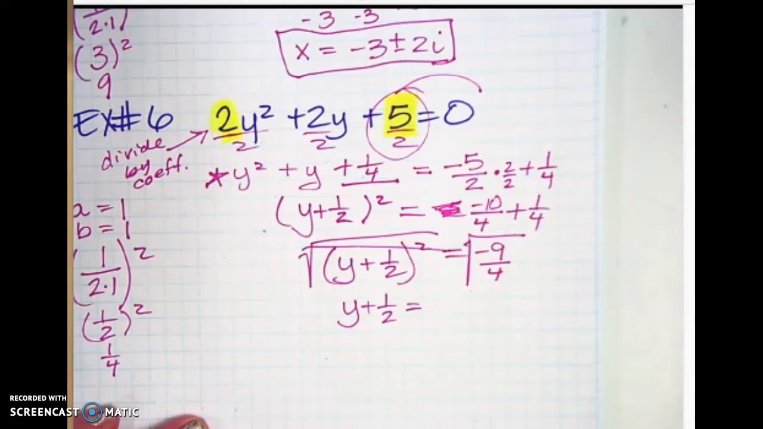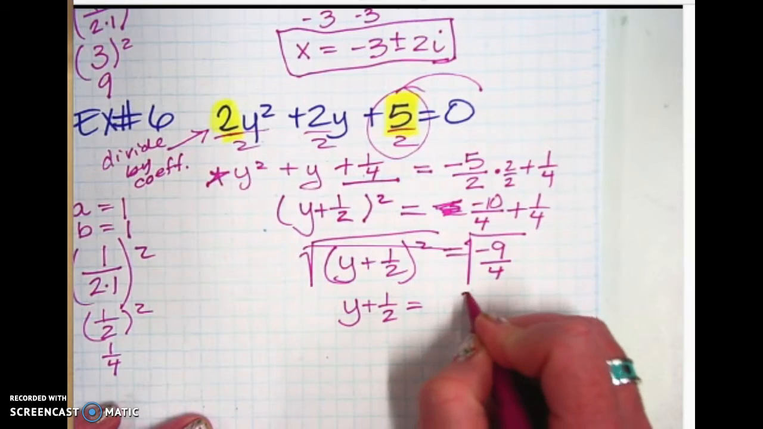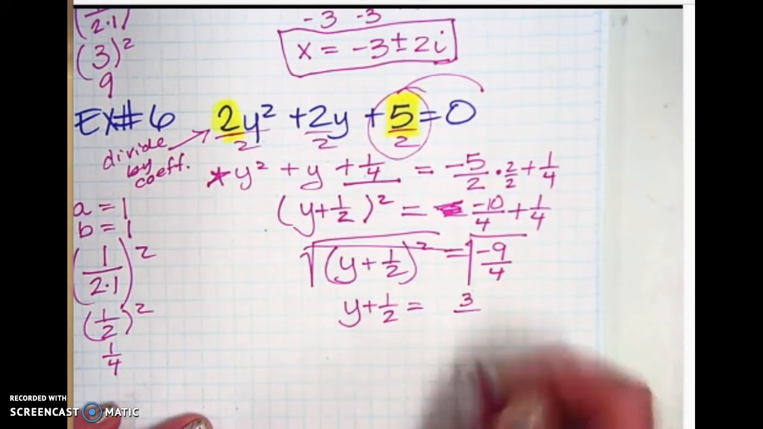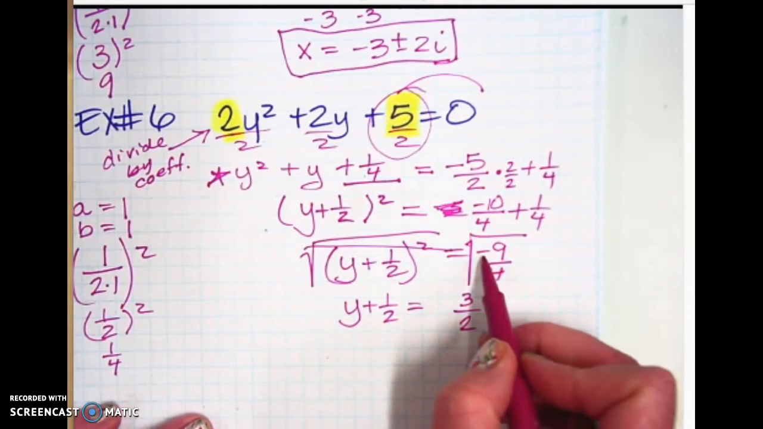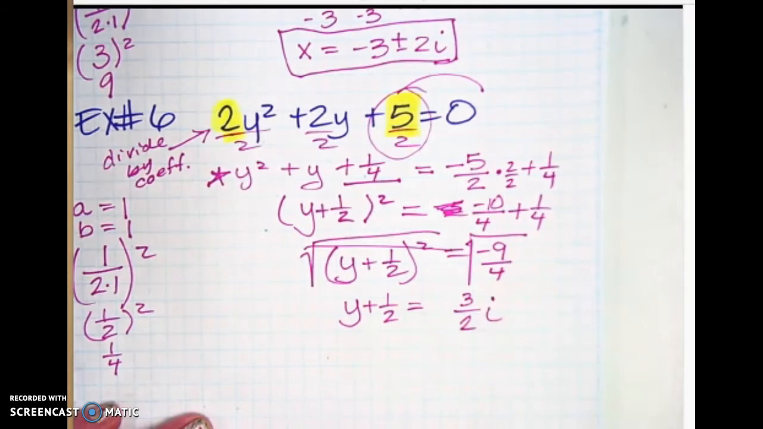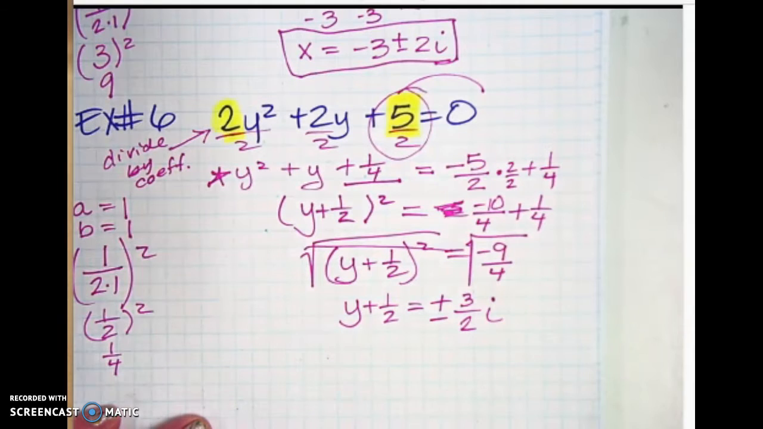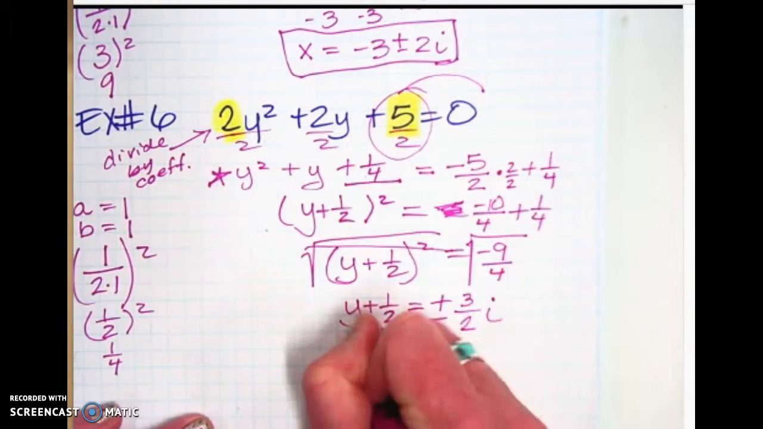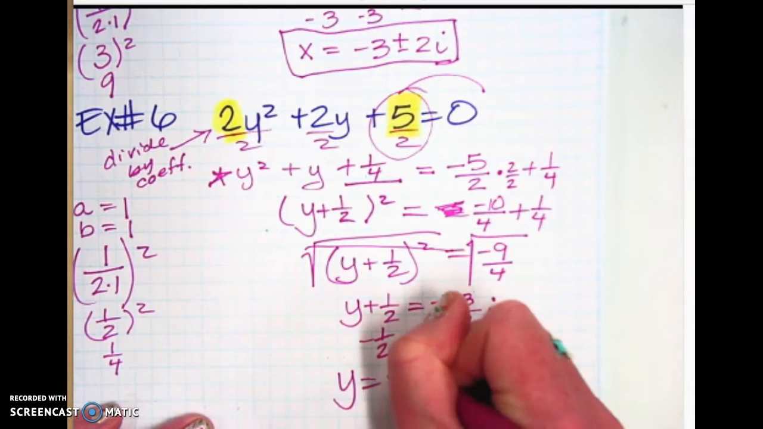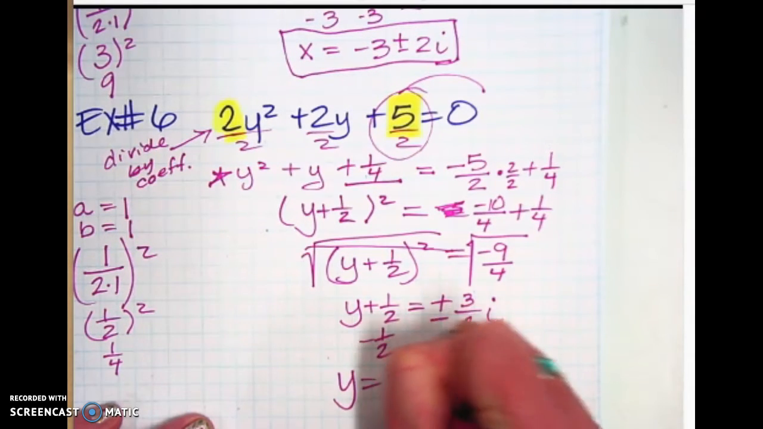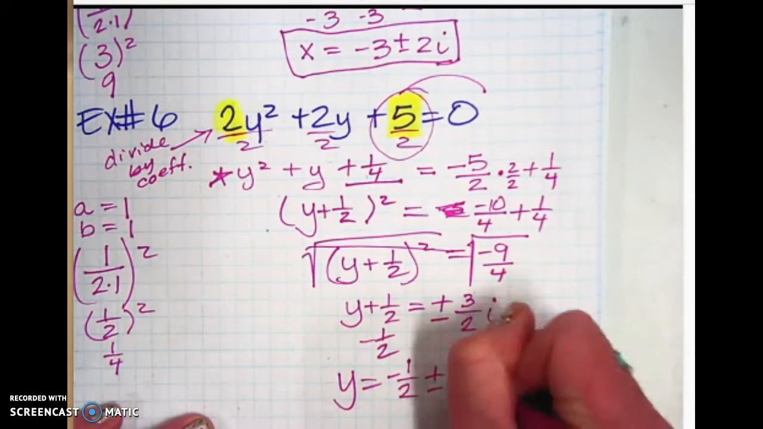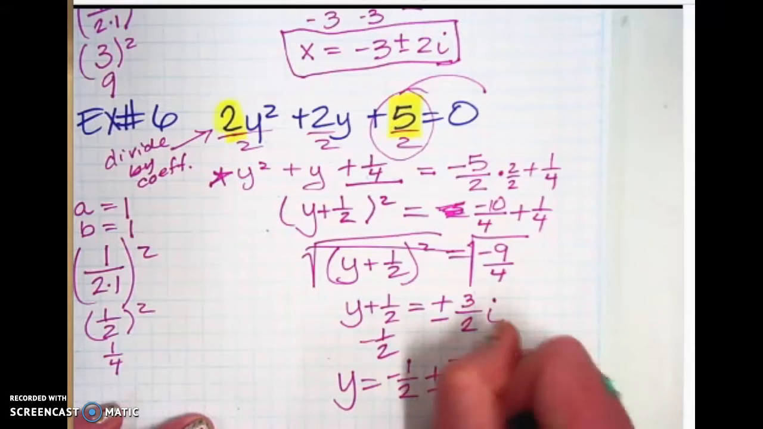square, right? What's the square root of 9? 3. And what's the square root of 4? 2. And there's a negative under there, so we need to say i. So plus or minus 3/2 i. Everybody with me on that? Okay. Subtract 1/2. So the final answer is y equals negative 1/2 plus or minus 3/2 i.